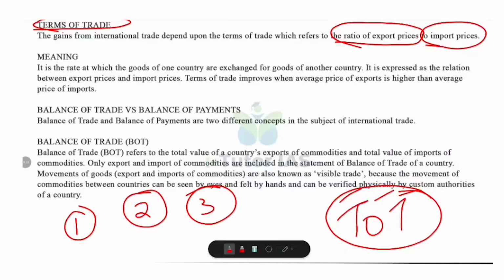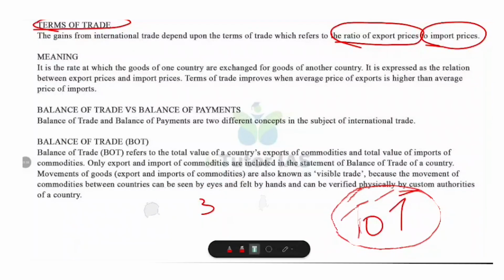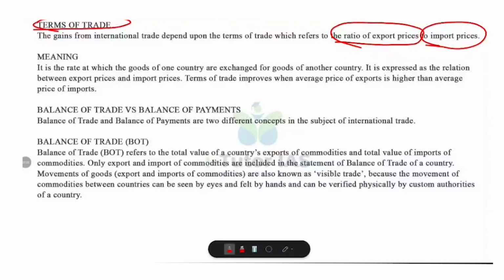Do you know what are the factors affecting terms of trade? Okay, tell me what are the factors that are affecting terms of trade? First one, changes in world prices. That means fluctuations in international prices of goods affect export and import prices. Then, exchange rate movements. What is meant by that? A stronger domestic currency can reduce import prices but may lower competitiveness of exports.